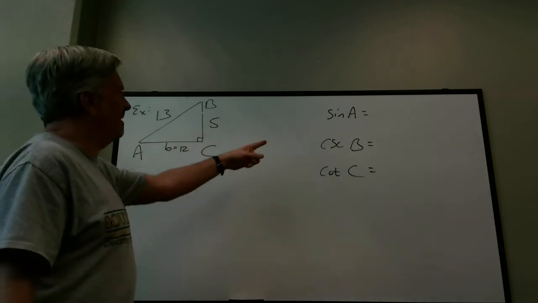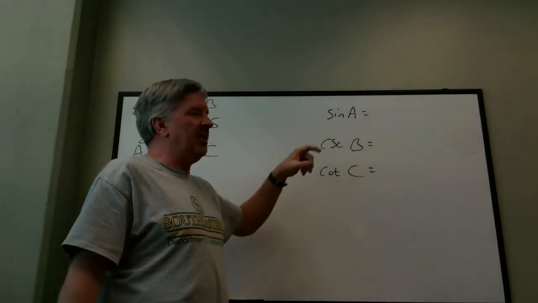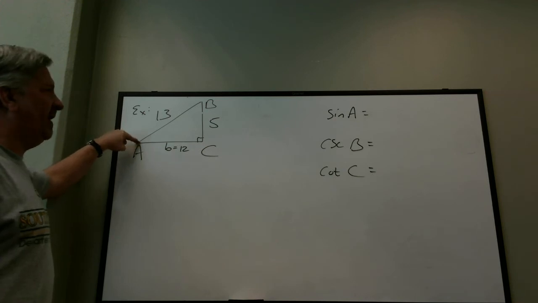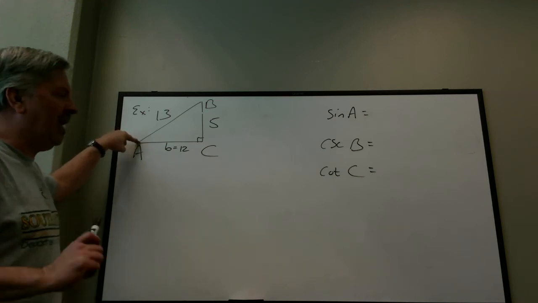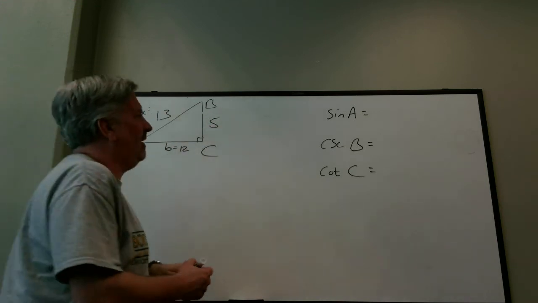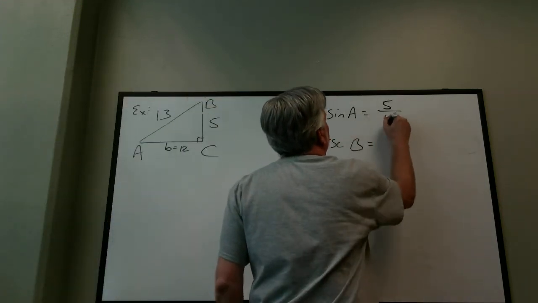Okay, so let's look at sine of A. It's kind of going back to some of the problems we did earlier, right? I'm at angle A. What's the sine of A? Here you have to use opposite, adjacent, hypotenuse, not x, y, and r. Sine is opposite over hypotenuse, 5/13.